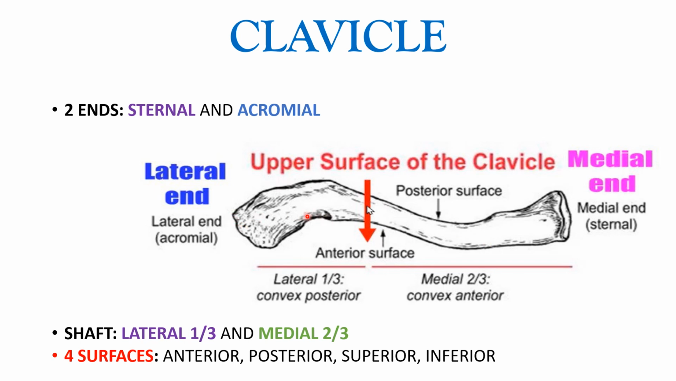Now the clavicle also has a shaft. This is the shaft of the clavicle. It can be divided into two parts: the lateral 1/3, from here to where the red arrow is, and the medial 2/3. The junction between the medial 2/3 and the lateral 1/3 is the commonest site of fracture of the clavicle. The clavicle also has four surfaces: anterior, posterior, superior, and inferior.